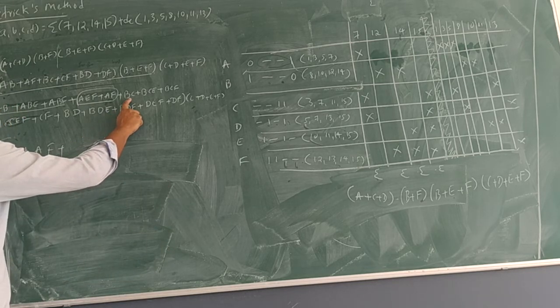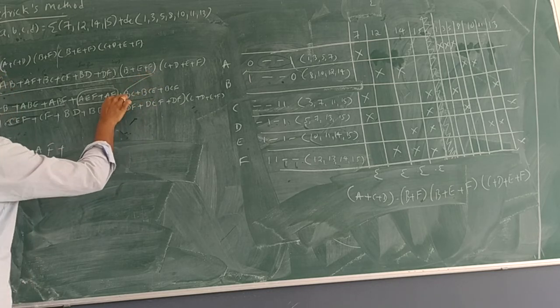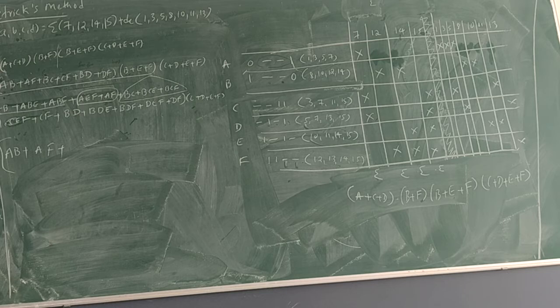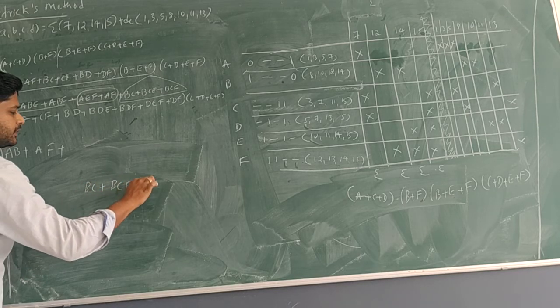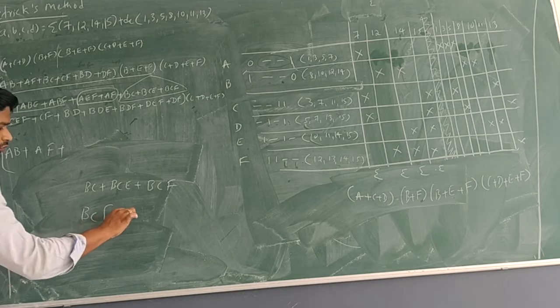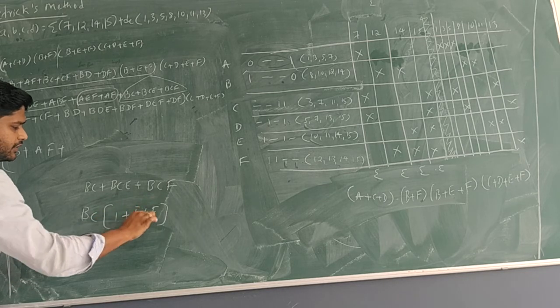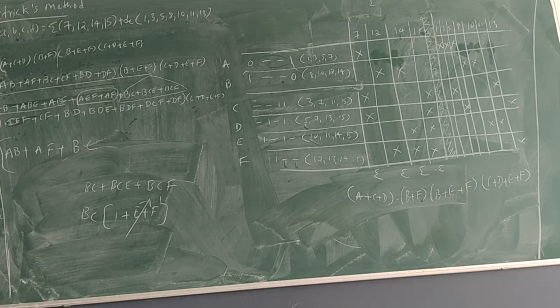See here, this is a little advantage. Three terms: BC plus BCE plus BCF. What is the definite result? BC common, 1 plus E plus F, which will give us 1. Hence it is BC.